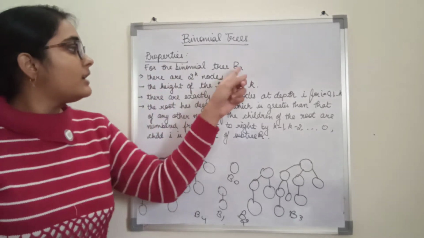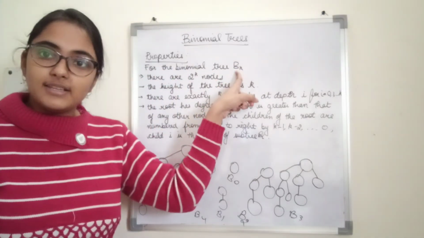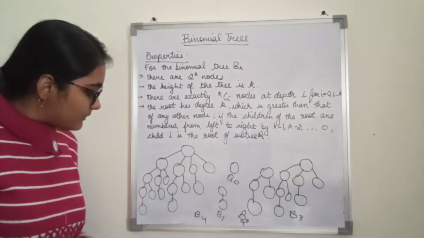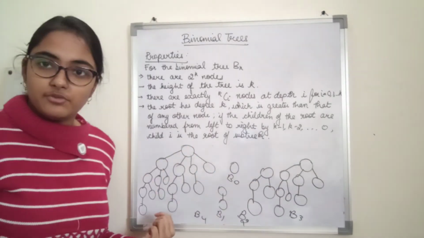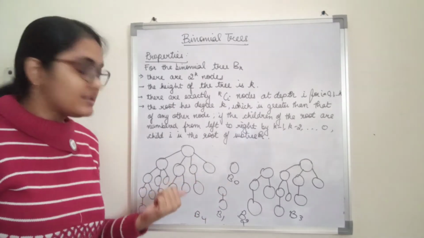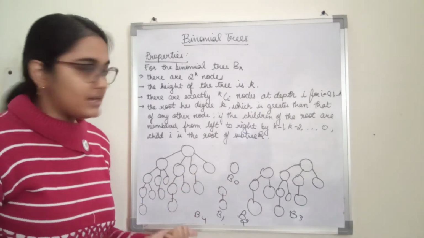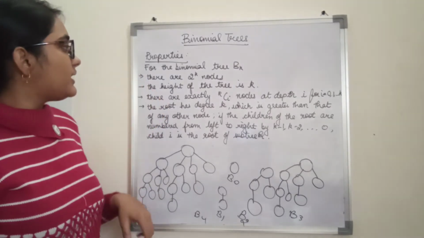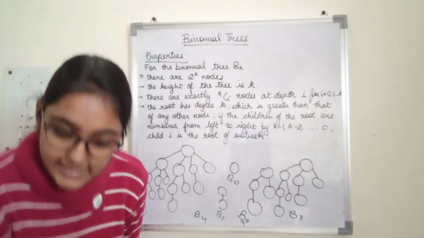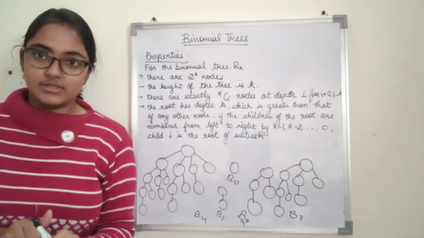So there is just one binomial tree Bk, and there cannot be many binomial trees Bk. How is there only one binomial tree B4? Because two B3s are linked. Whenever you link two B3s, the result will be this particular tree. Now let us see the properties of the binomial tree. There are 2 power k nodes. There are exactly 2 power k nodes in a binomial tree.